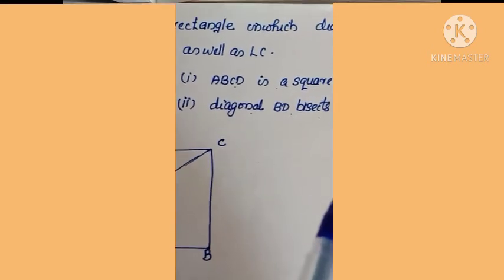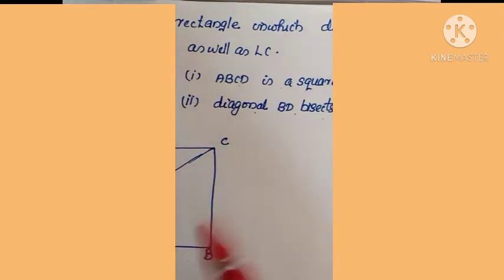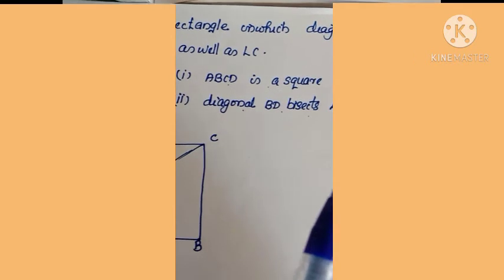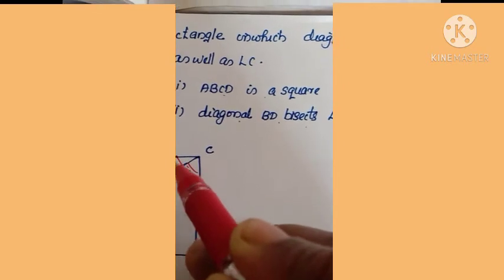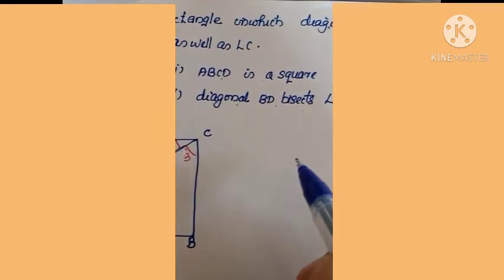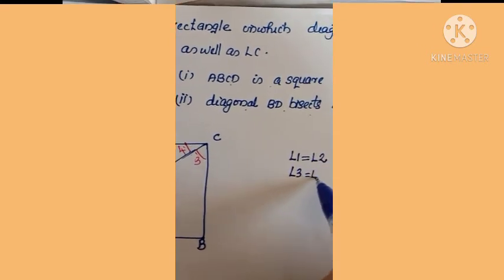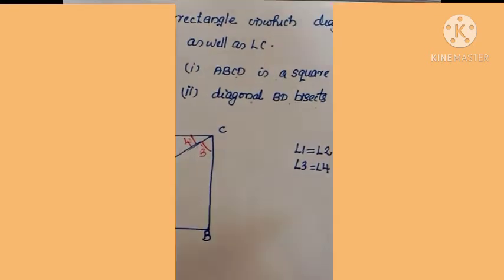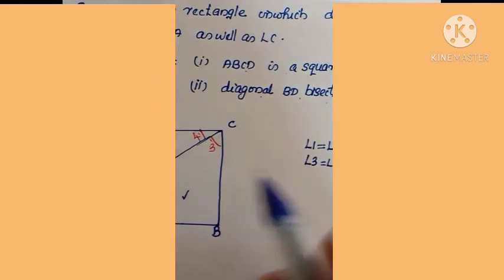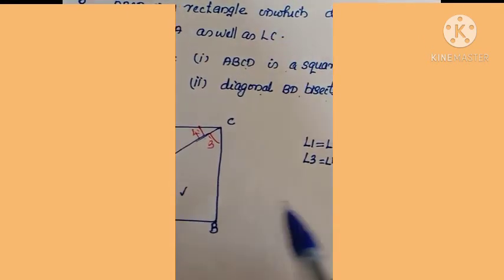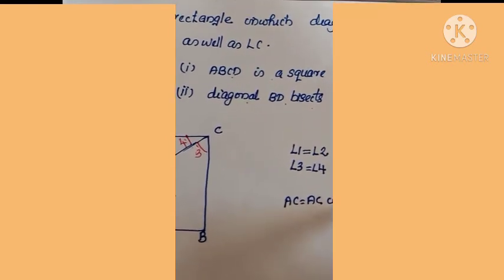So let us take this angle as 1 and this angle as 2. AC bisects angle A means angle 1 and angle 2 are equal. And similarly, AC bisects angle C means these two angles are equal. So we have angle 1 equal to angle 2, angle 3 equal to angle 4. It is given. Now, look at these two triangles, triangle ABC and triangle ADC. In these two triangles, AC side is common.